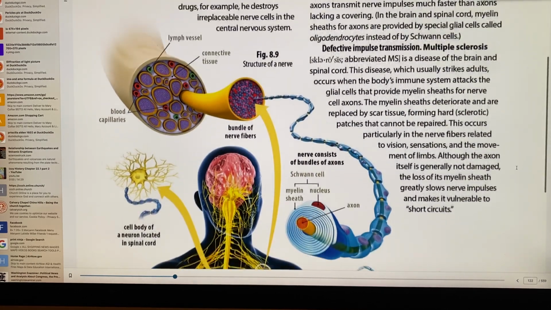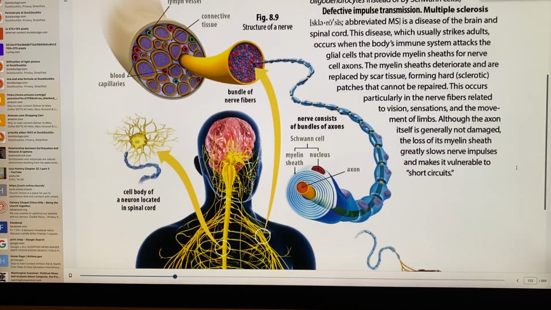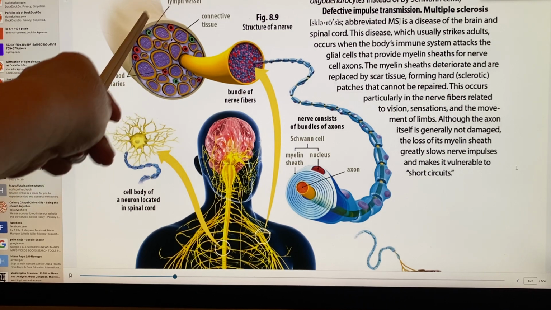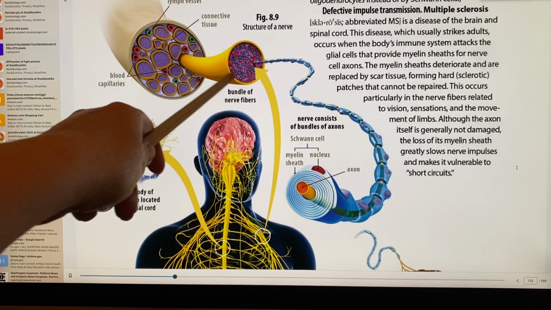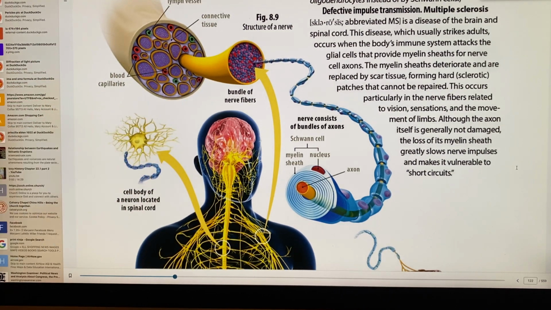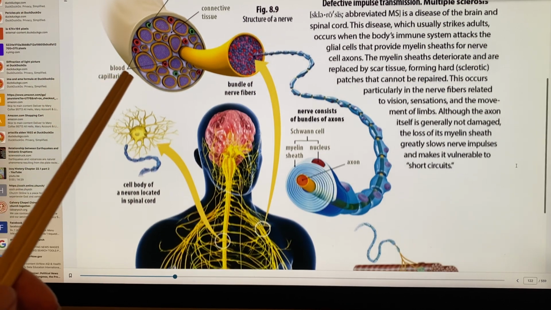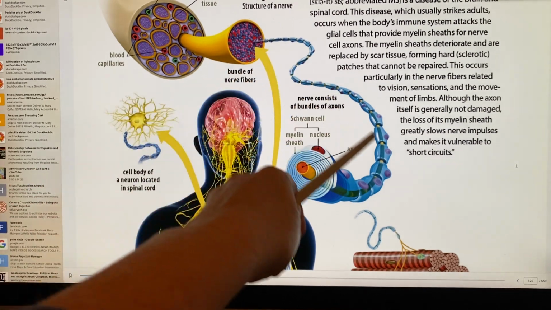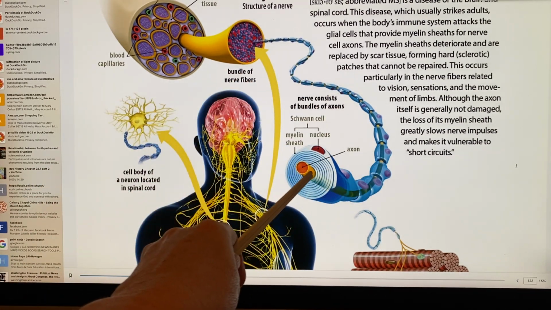So let's look at the structure of this nerve, which we're talking about. They kind of explain it up here, but it's kind of hard to understand, so it's way better to look at the picture. Here we have the blood capillaries, the lymph vessels, and connective tissue, but we have the nerves in here. So we have the structure of the nerve, the bundle of nerve fibers, and you can see how the axon comes out here like this. The axon is in the middle here.